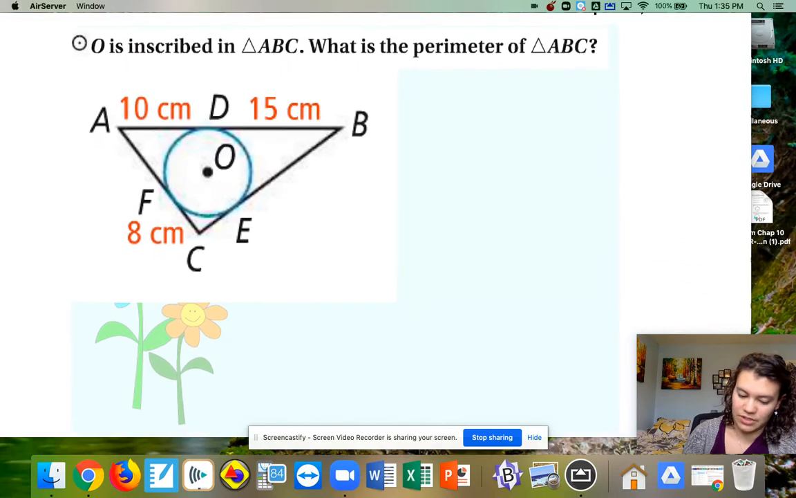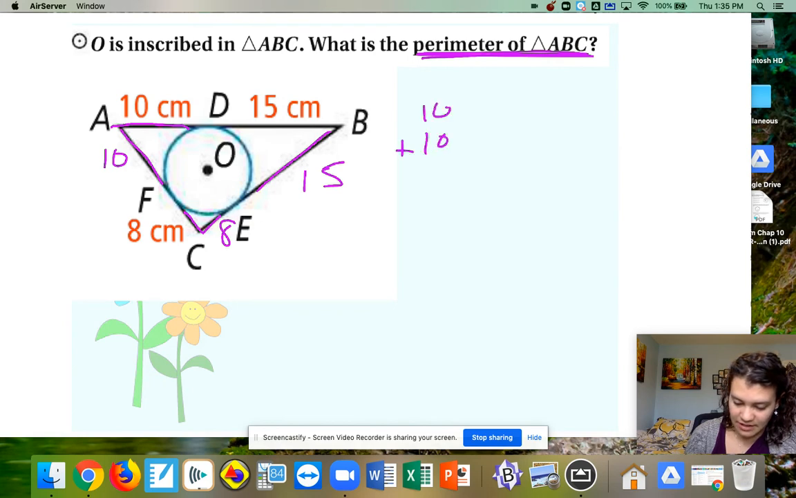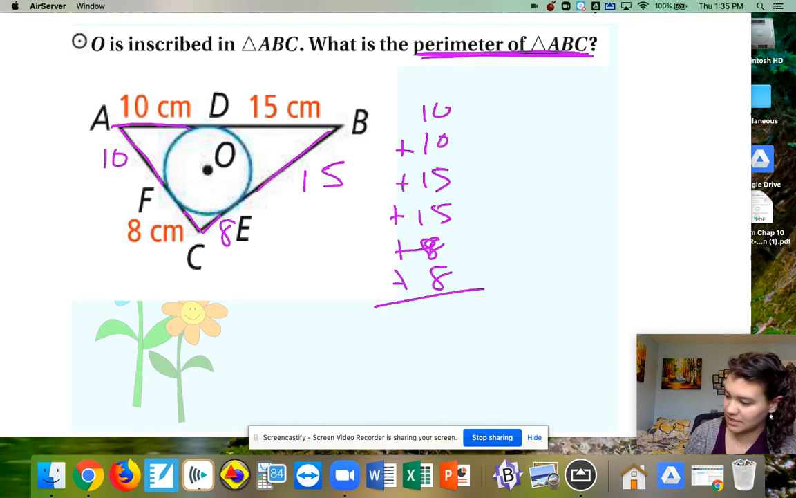So how can we use this? So here's two tangents connecting. This one was 10, so this one also has to be 10. This one has to be 8, and this one has to be 15. So if we want to find the perimeter, we just need to add those all together. So you want to do 10 plus 10 plus 15 plus 15 plus 8 plus 8 to get your perimeter, which will end up being 66 centimeters.